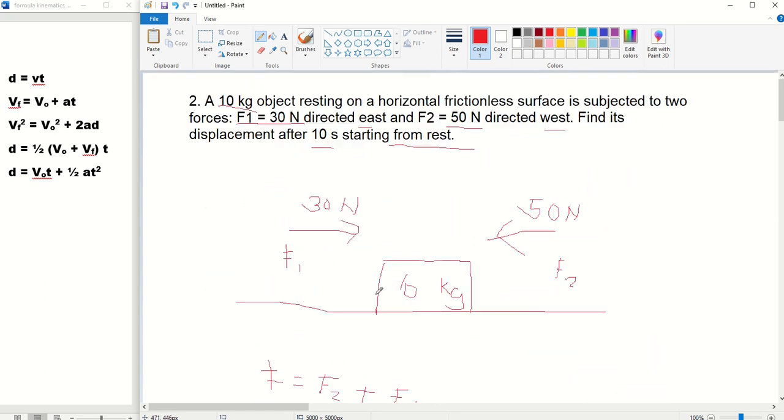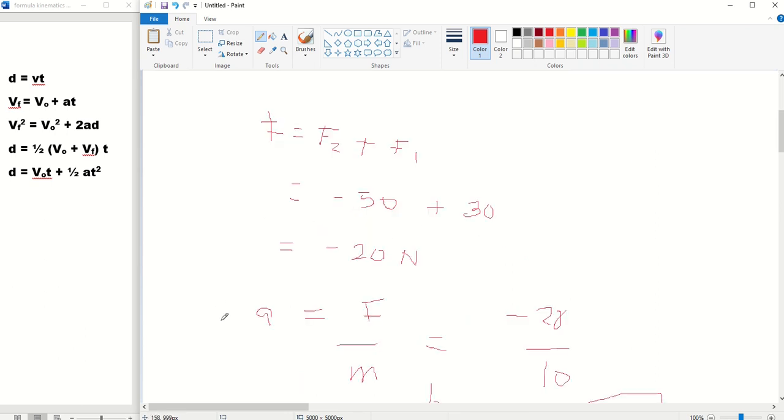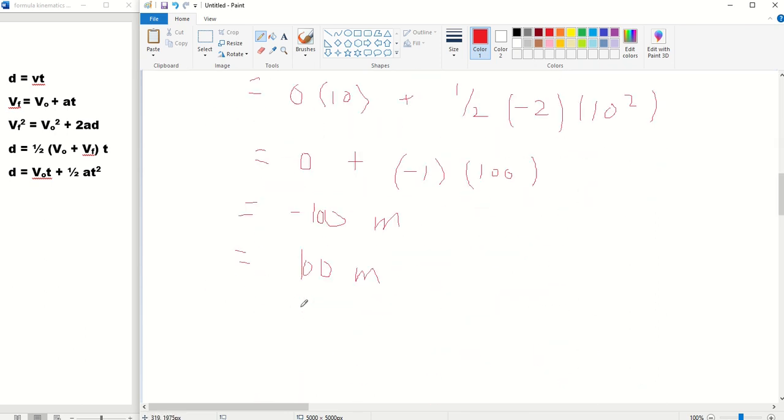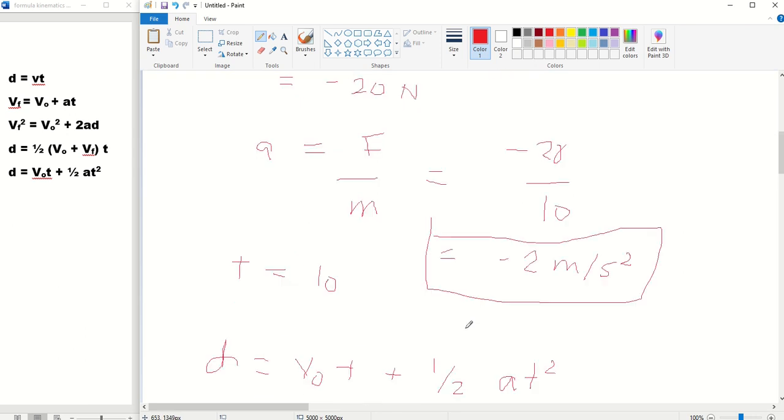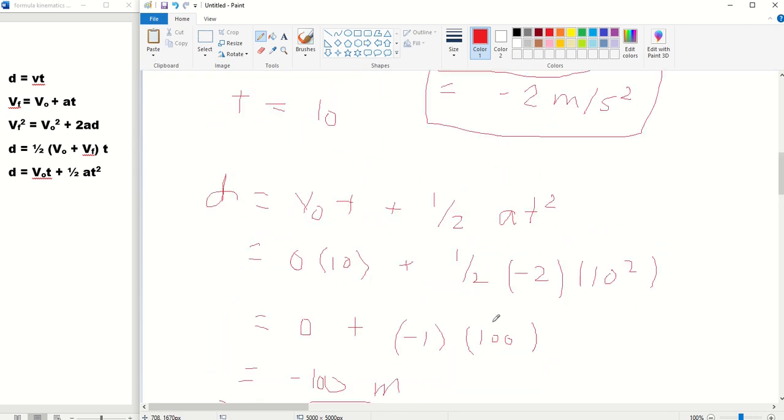Tapos, lagay nyo yung direction. Dahil papunta sa west yung force, o papunta sa west yung object, dahil mas malakas ang force from the west. So, sulat lang natin 100 meters west. Yan na yung displacement. Or kung gusto nyo, pwede rin negative 100 meters. Pwede na yun. So, yun na ang ating displacement. Nasolve na natin ang second worded problem. So, proceed na tayo sa next one.